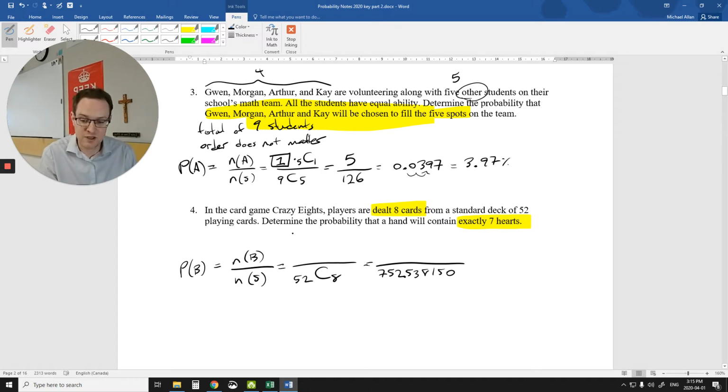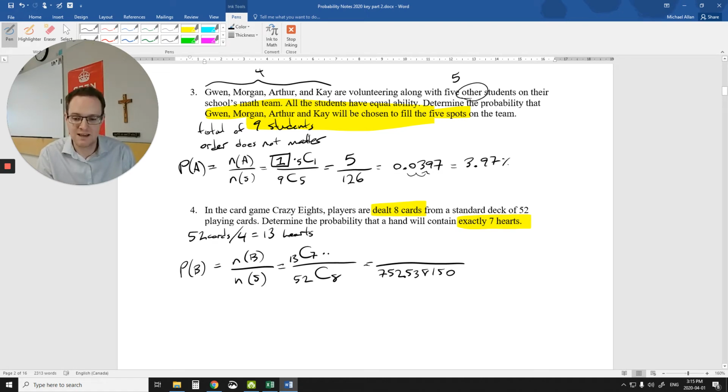Now, the other one's a little bit trickier. We want exactly 7 hearts. So there's 52 cards in a deck. If I divide them by the 4 suits, that means there's 13 hearts. There's 13 of each of them. 13 clubs, 13 spades, 13 diamonds, and 13 hearts. Okay, so I have 13 hearts, and I want to choose 7 of them.